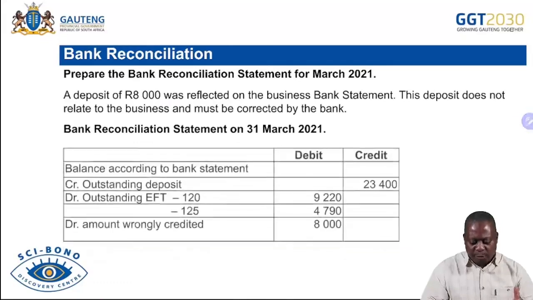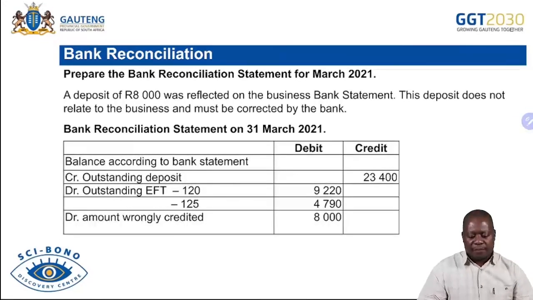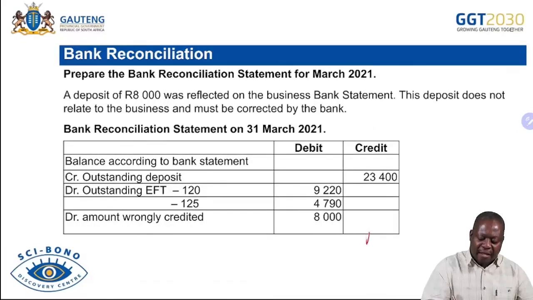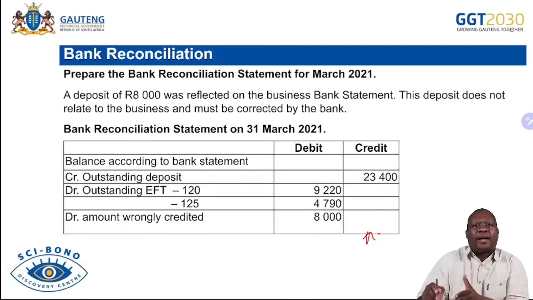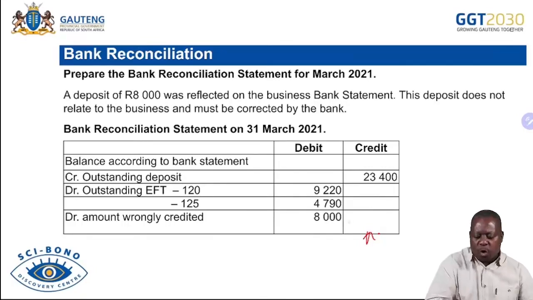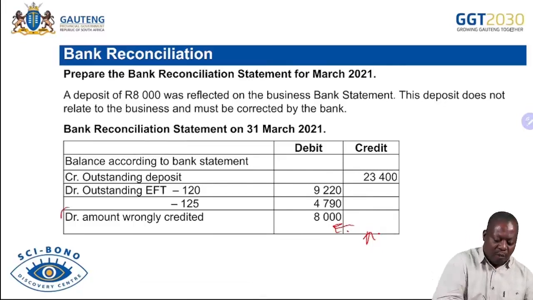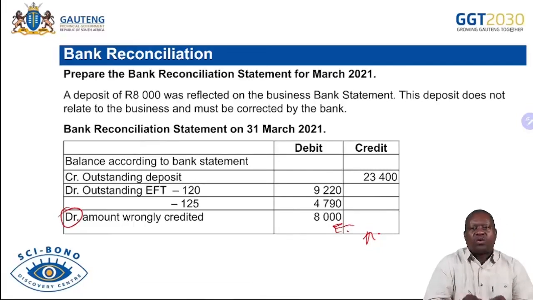How is it going to be corrected? Remember, deposits are always made on the credit side. So if it is an amount that has been wrongly credited, the only way to correct is to go to the other side. That's the reason why we are going to debit amount wrongly credited. Credited by mistake, deposited by mistake. Let's take it out of our account. And then that's how it is going to appear.